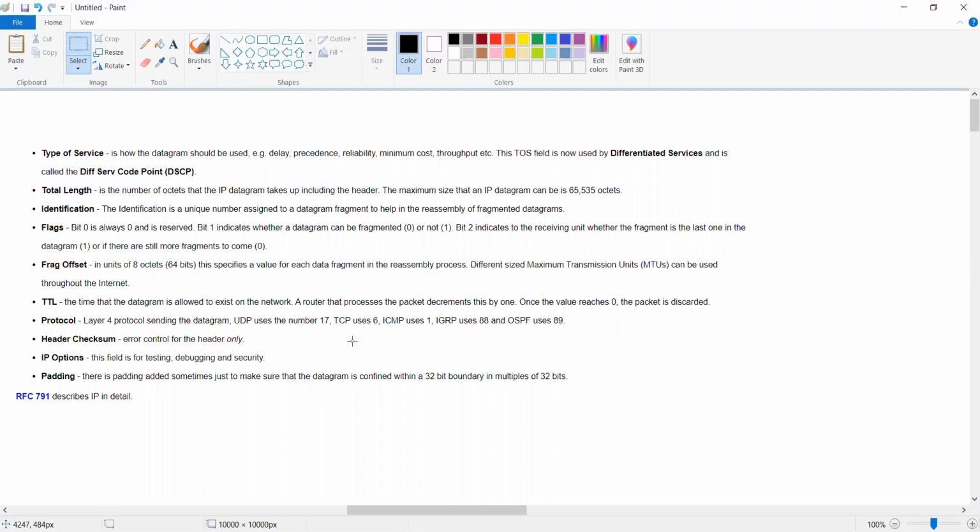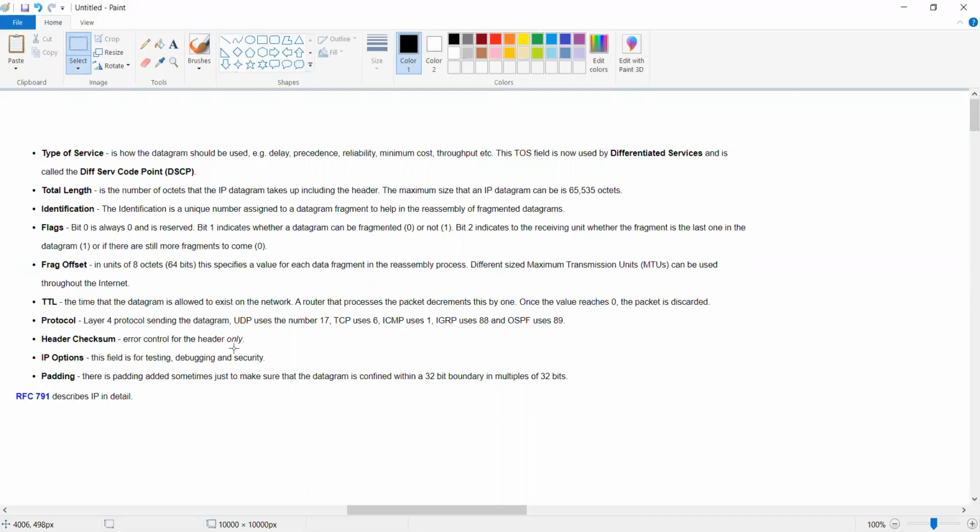You are talking about the remaining, right? These are the remaining: IGRP, Interior Gateway Routing Protocol. OSPF is Open Shortest Path First. ICMP is Internet Control Message Protocol. You learn this, no worries. But since these are new to you, I haven't mentioned these things. Now header checksum I've already explained, which is for error control for the header only, not for any data.